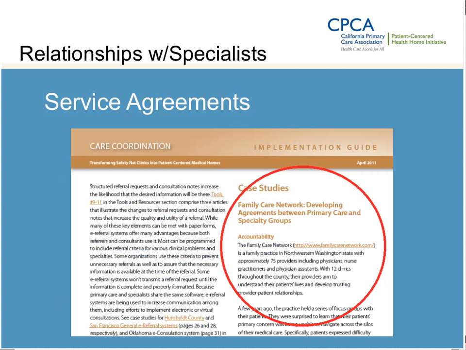Service agreements take work, but they can solve multiple problems and make significant improvements, not only in the amount of unnecessary demand experienced as a result of duplicative care, but also in overall care coordination and patient experience. A thorough case study of one community clinic's experience in developing service agreements with specialists is available for your review in the Safety Net Medical Home Change Concept Implementation Guide on Care Coordination. You can see a snapshot of it here, and it's also included in the reference list at the end of the slide deck. It's a really great place to start if your practice wants to pursue service agreements.